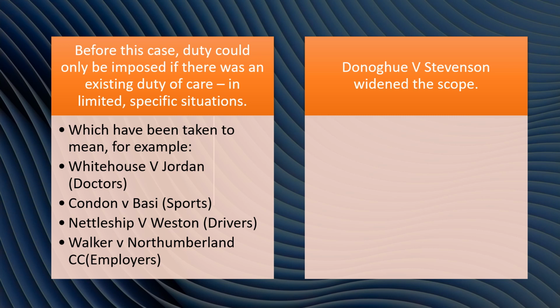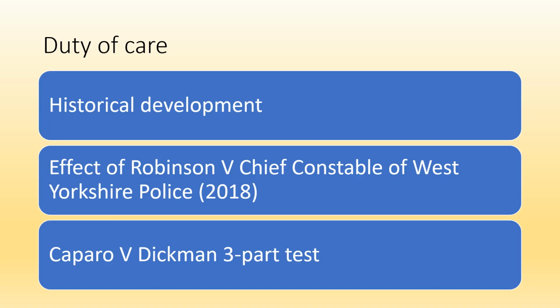But the effect of Donoghue then is to widen this scope. So the neighbour principle allowed more people to claim under the tort of negligence. So that gives a bit of context in relation to duty of care, a bit of historical development, the neighbour principle being the starting point for widening the scope.